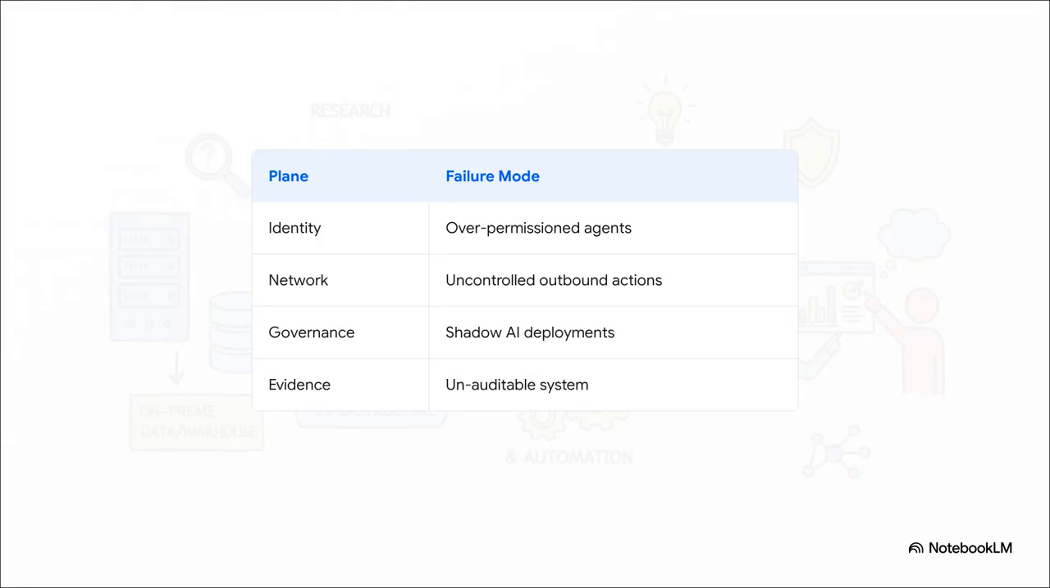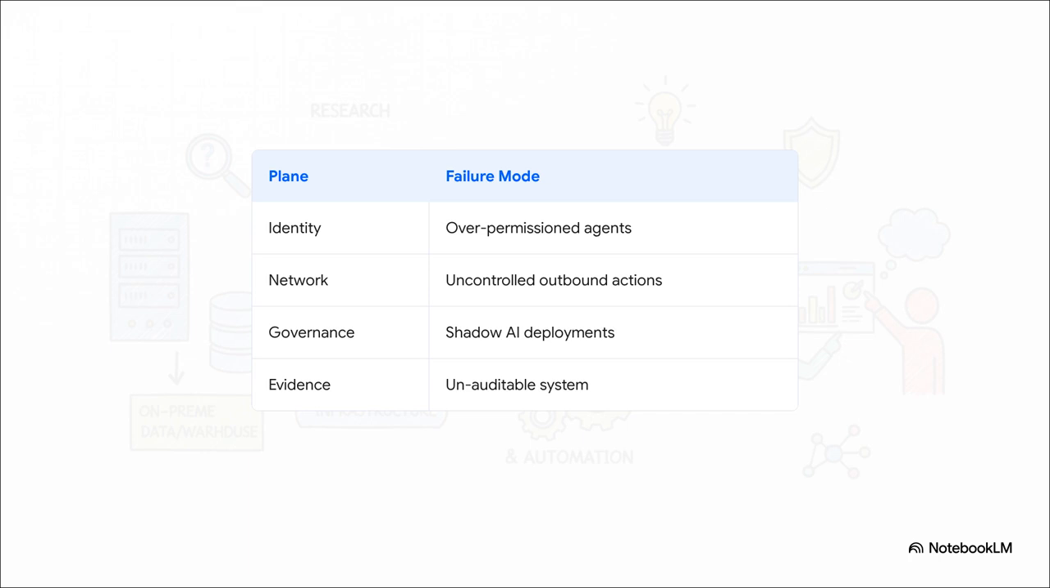Now, let me put on my exam proctor hat for a second, because the AB 100 absolutely loves to test failure modes. This architecture maps 4 critical planes: identity, network, governance, and evidence. The exam is going to ask what breaks if any of these are missing. So, missing the identity plane, you get over-permissioned agents. Skip the network plane, you're looking at uncontrolled outbound actions and data exfiltration. Drop the governance plane, we'll say hello to shadow AI.